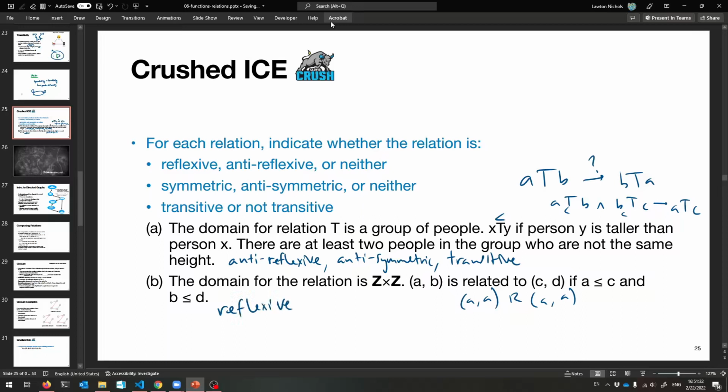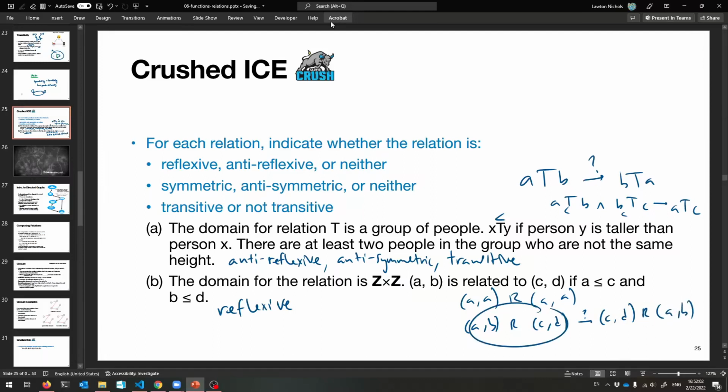That's good. All right, let's try symmetric. Let's see, should I maybe do an example here? If I know that (A, B) is related to (C, D), does that give me that (C, D) is related to (A, B)?